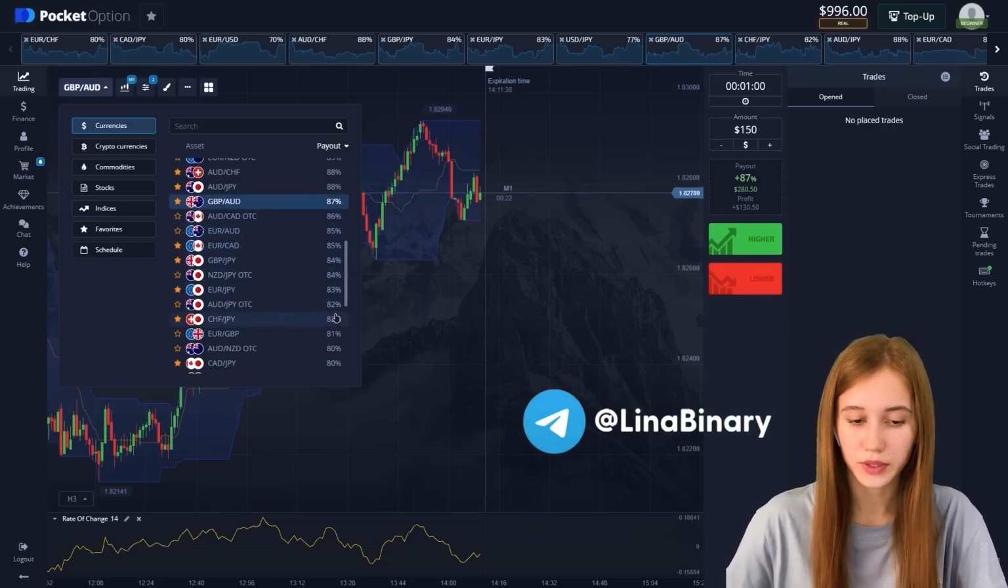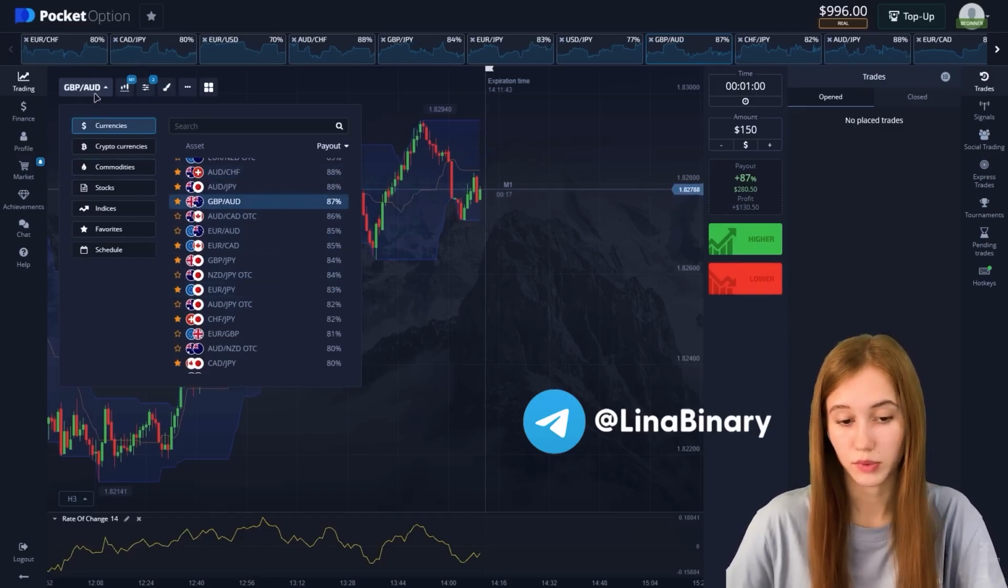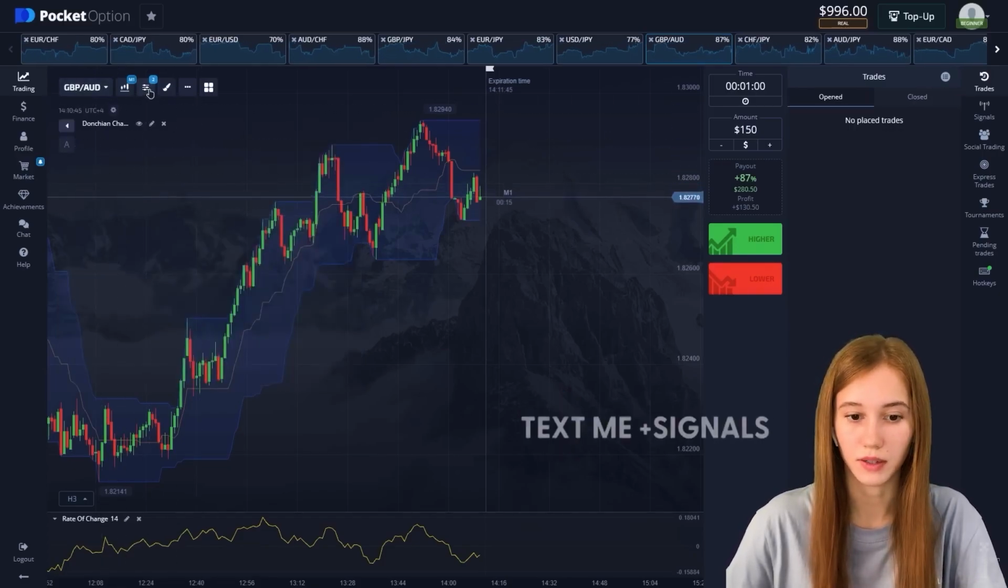I also want to say that on the right is the interest on the currency pair. This is a payout percentage. I recommend choosing more than 70.